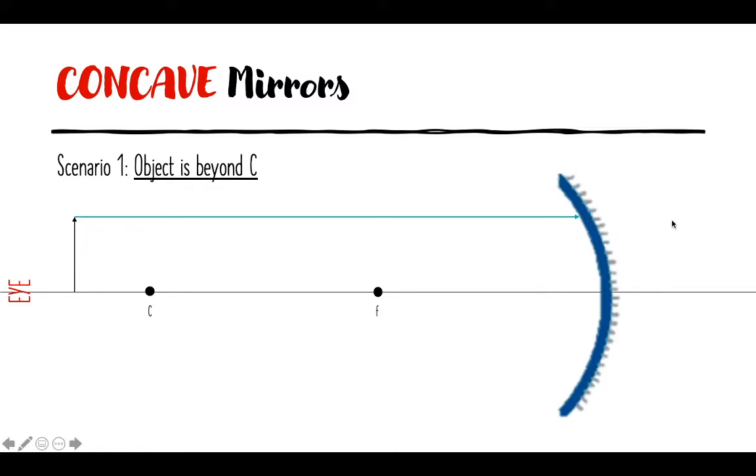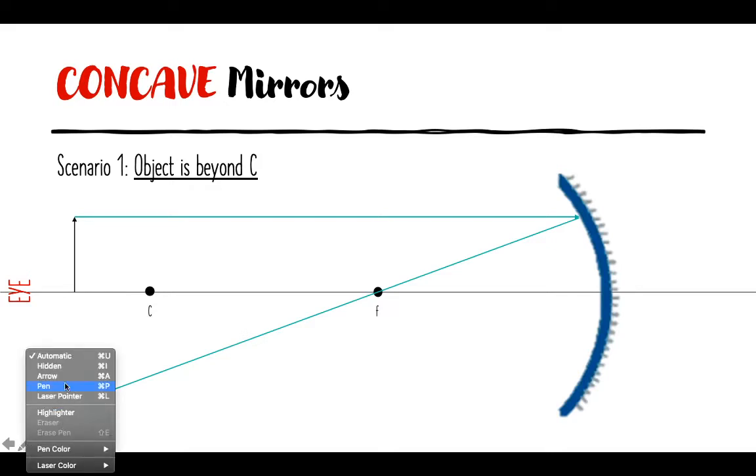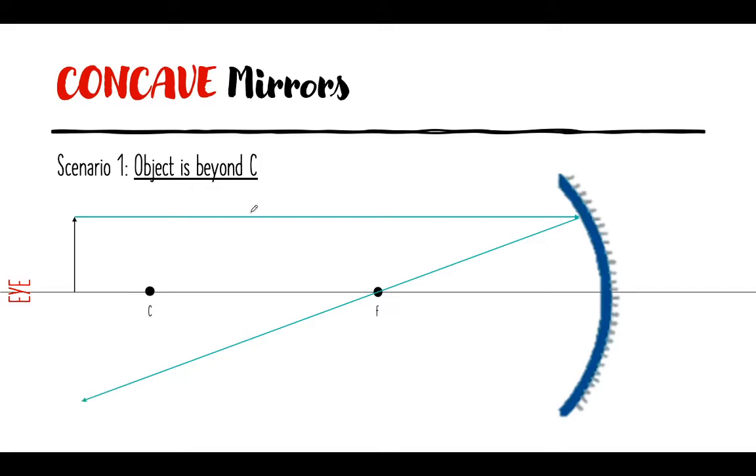And then after you've drawn that, for the second part of this line, as soon as it hits the mirror, you're going to line up the point where it hits the mirror and F, and draw another line coming backwards. Remember that this is a mirror. So you've got your incident ray going towards your mirror, and it's coming back this way. So that's the first set of lines that I'm going to draw.